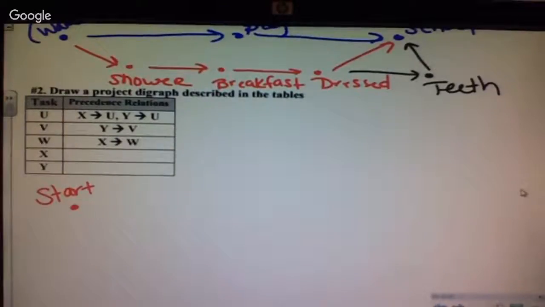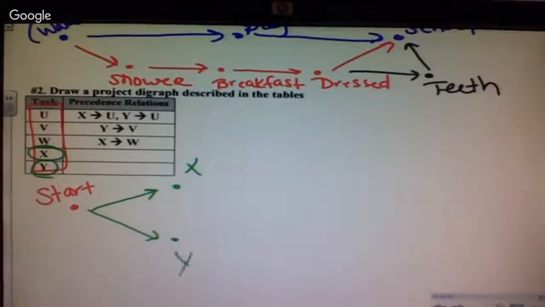Okay? Of these 5 tasks right here, what do you think my start's going to lead into, just looking at it? X. And W? I agree with X. So, start's going to lead into X. Why? Because you have to start somewhere. The ones that are blank, that don't have anything leading into them, are your starting points. So from start, that's going to lead you into point X and point Y.